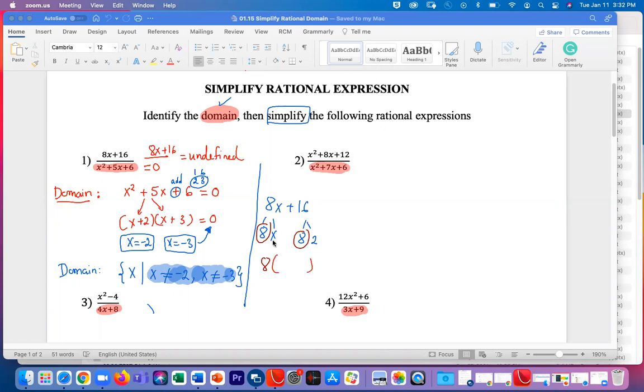Let's go back in here. I have 8 outside and have x plus 2, right? Now that this is the factor of the top, and we have the factor of the bottom already here, I will put everything together.